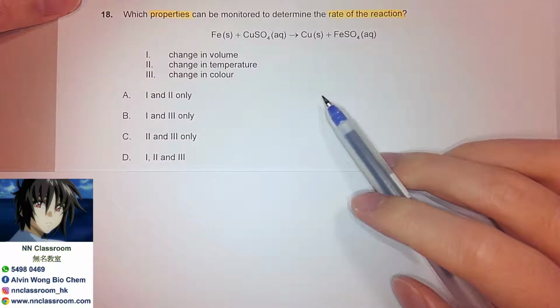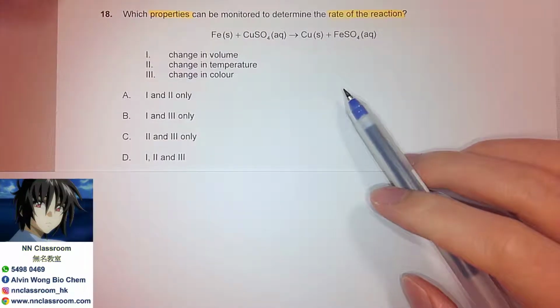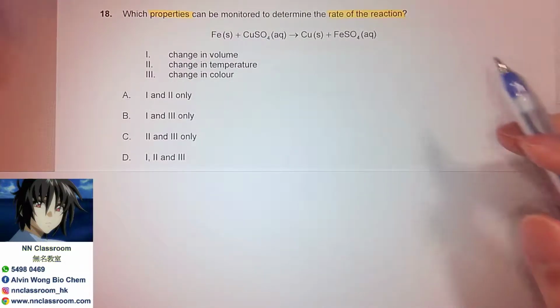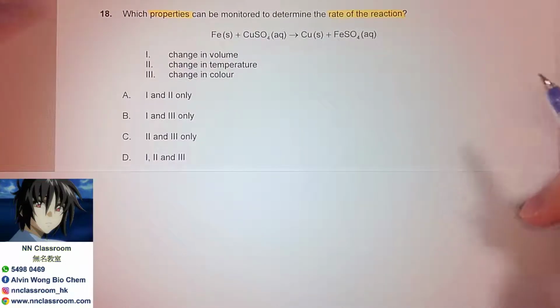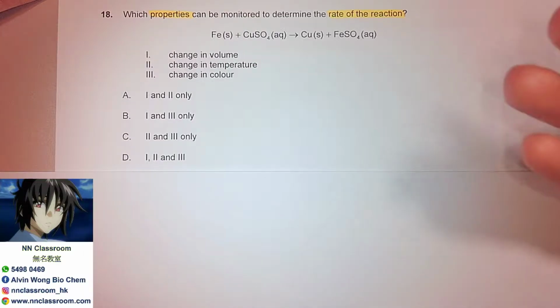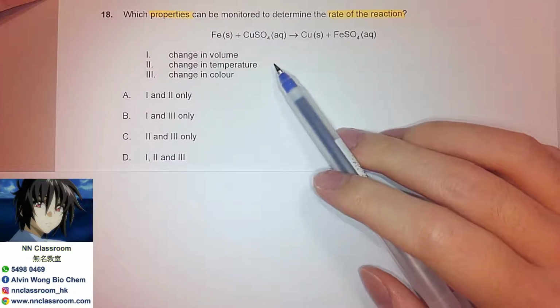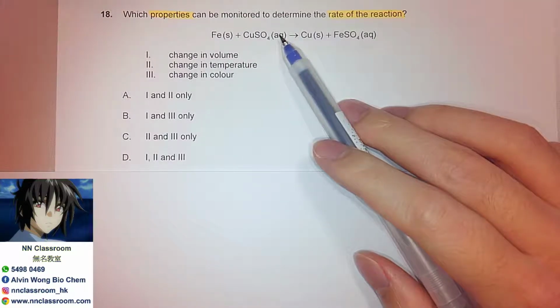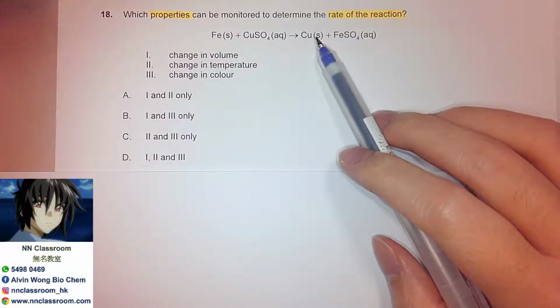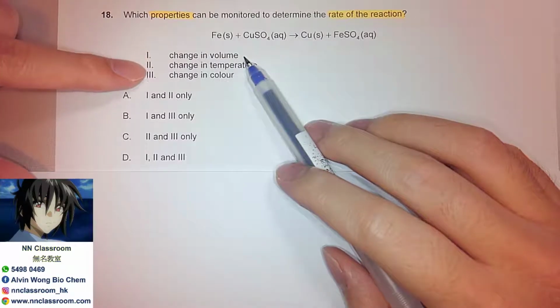Students should have realized that in topic 6, we learned so many methods, but what is said to be a suitable, appropriate method is something that is measurable, and the so-called measurable is something that we can observe or detect, and that changes during the progress of the reaction, right? So in this case, let's see the several choices.